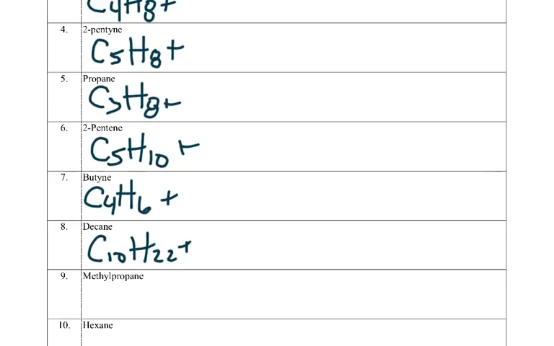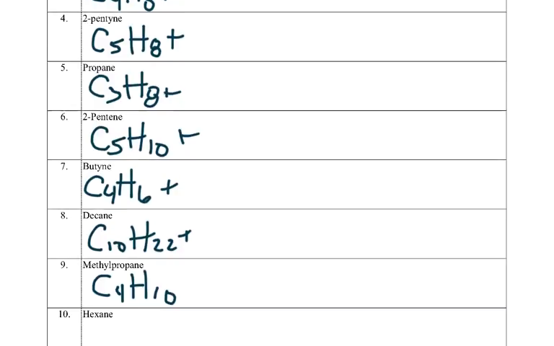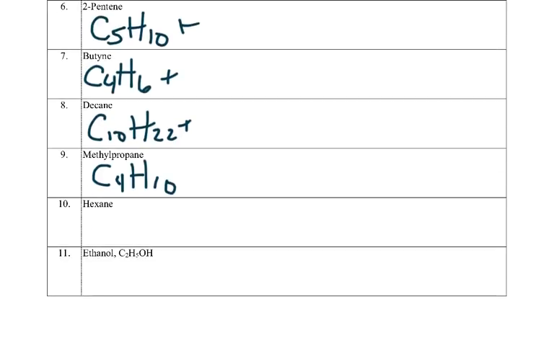Okay, methylpropane. The propane means 3 carbons, but the methyl means there's another carbon. And since it's ane, okay, we know the formula is going to be C4. And then we're just going to double the number plus 2, so that's going to be 10. Okay, hexane. Hexane is going to be 6 carbons. With the 6 carbons is ane, so double the number plus 2, 12 plus 2, H14. You're going to finish those equations.